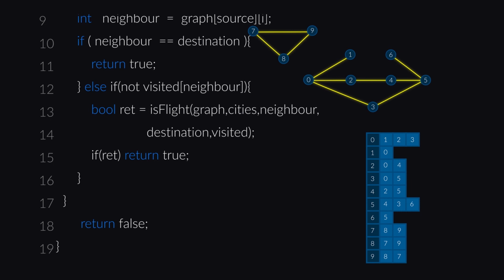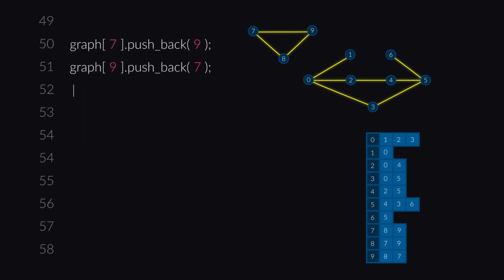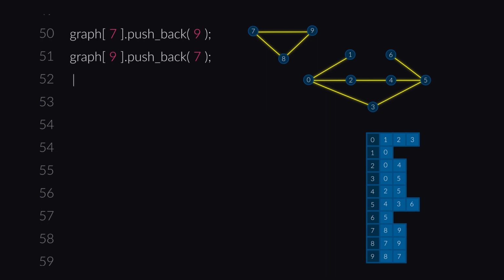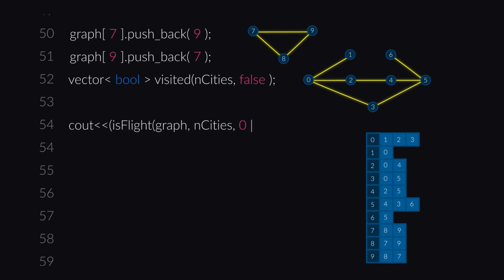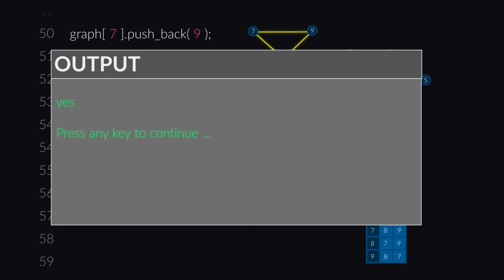This algorithm should be able to tell us if it's possible to move from one city to another. Let's go back to our main function and call the function. Here we first need to create an array to store the list of visited cities. Let's call the function to check if it's possible to travel from city 0 to city 6. It's possible. This is how the recursive DFS algorithm works.